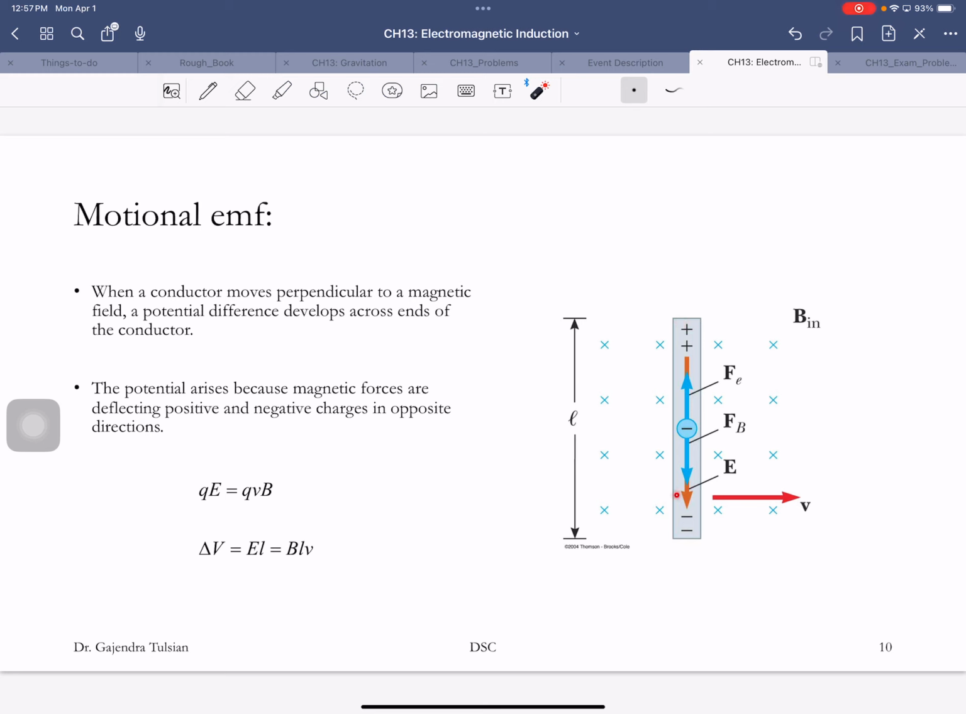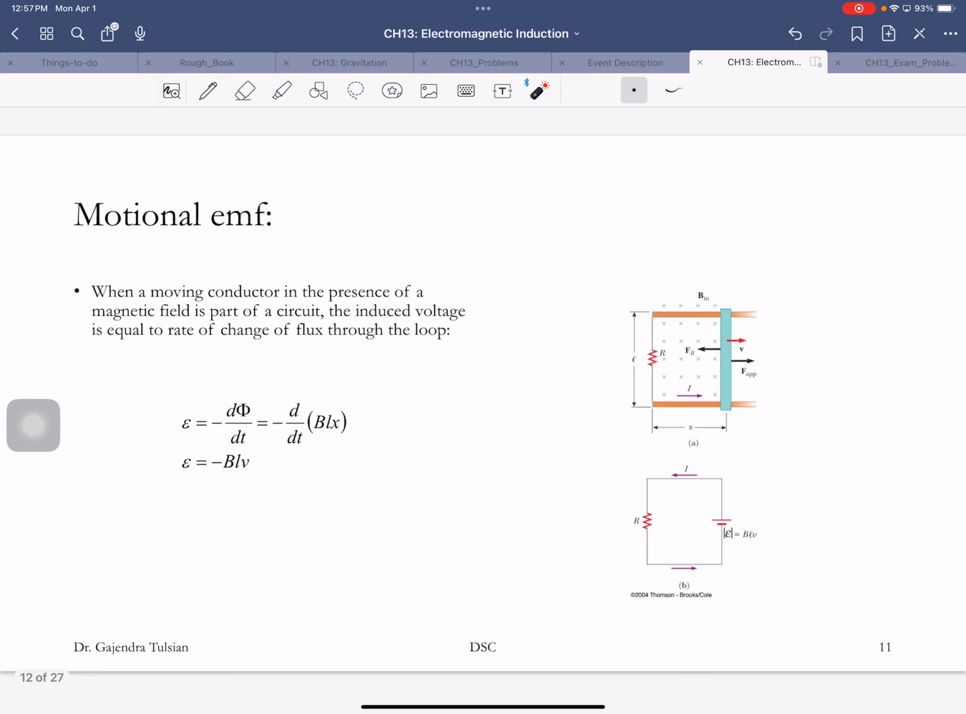So now this is acting like a battery. There's a voltage induced. That's why it's called motional EMF. This will act like a battery, and in fact, it's a real battery. You can drive a current through your load. If you put this rod on a rail and make an electrical connection, you can toast your bread, you can wash your clothes, you can do whatever you want with that current.